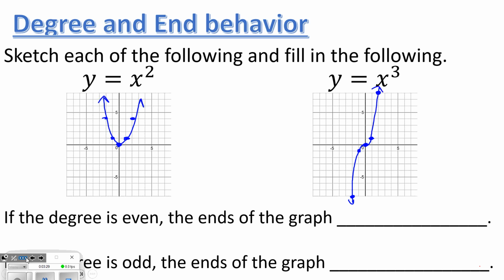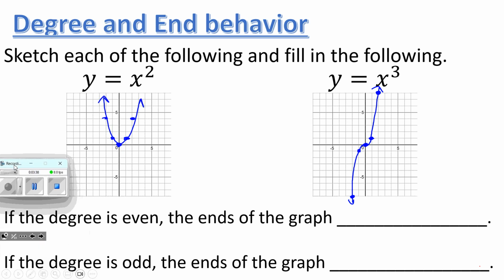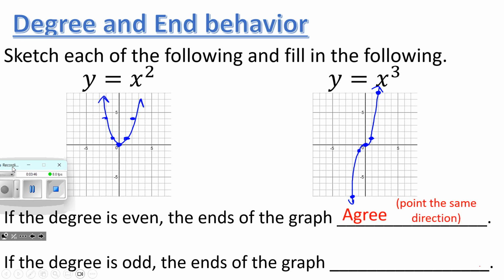And we want to think about what is happening. So here, the degree is even in the first case, and I could look at a bunch more examples, but I'll save you on that one. When the degree is even, we notice the ends of the graph both are going up. And even if we reflected it down, it's still both going down. So what I say is that the ends of the graph agree or point the same direction.